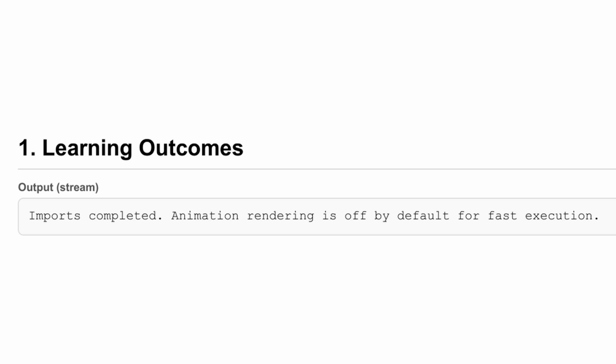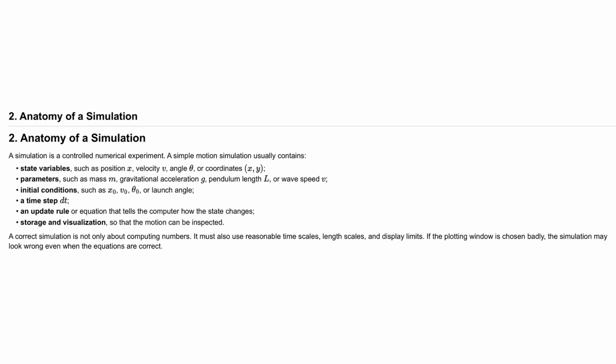Note that animation rendering is turned off by default to keep the notebook fast, but we can enable it during a live demonstration. Every simulation requires state variables, parameters, and an update rule. It is crucial to choose natural time and length scales so that the visual display accurately reflects the physical motion.